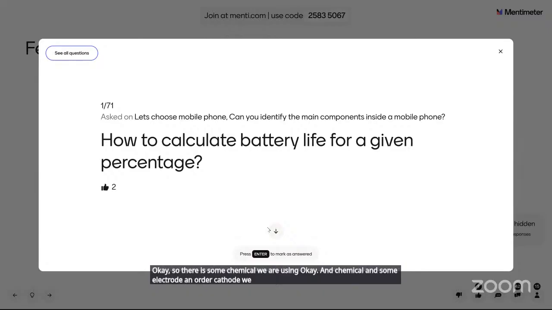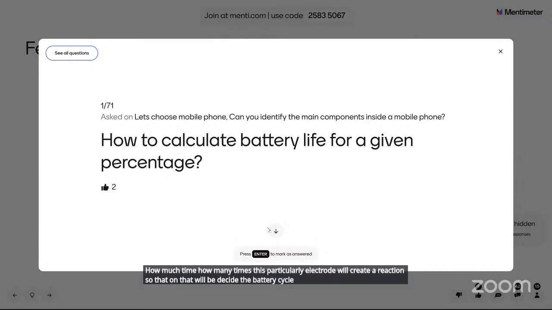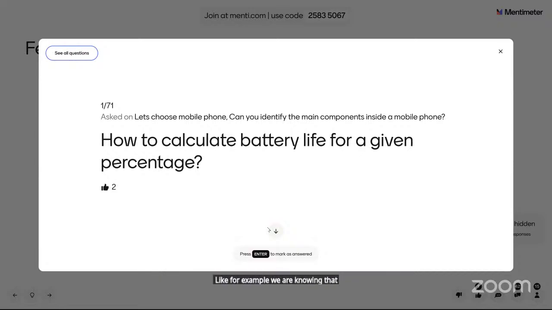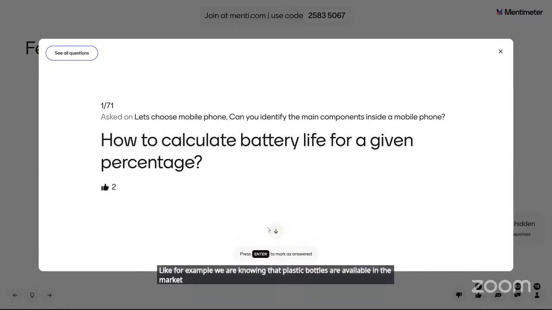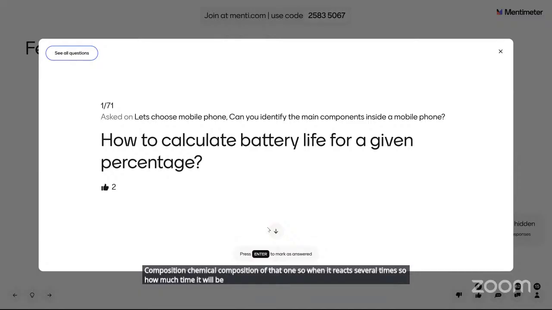So that's basically how many times this particular electrode will create a reaction, and that will decide the battery cycle. Okay, battery life. For example, we know that plastic bottles are available in the market. With every plastic bottle, there is a life that you can recycle or use that bottle one time, two times, four times, eight times. That is all the chemical composition of that one. So when it reacts several times, how much time will it be used without any reactions.